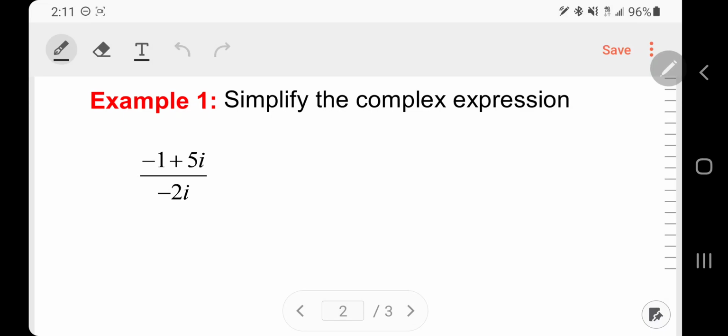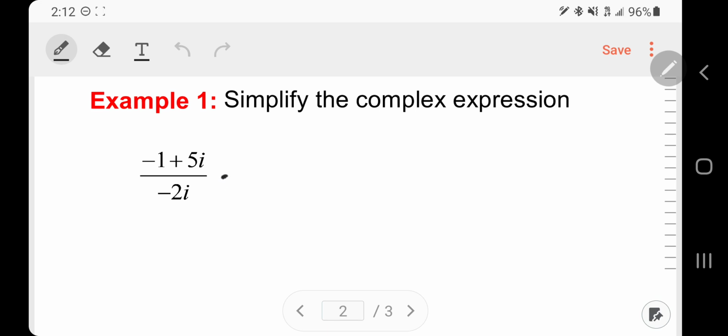Hey everyone. In this video, we're going to take a look at how to divide imaginary numbers when you have two terms in your numerator. Okay, so it follows the same process as our prior video. We're trying to get rid of any imaginary numbers that we have in our denominator by rationalizing.